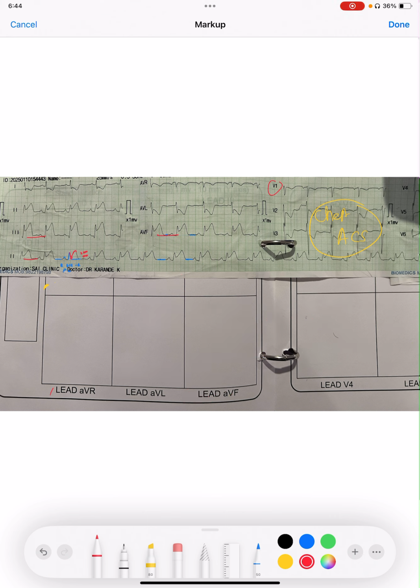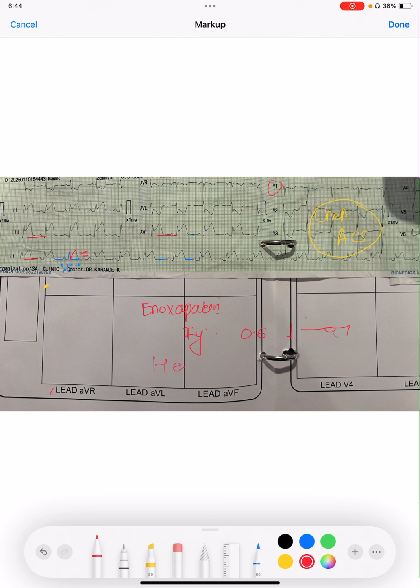The second most important thing is to give enoxaparin or heparin. If the patient doesn't have CKD, injection enoxaparin, most of the time 0.6, twice a day, is given until the patient is discharged, or until the patient undergoes angioplasty.